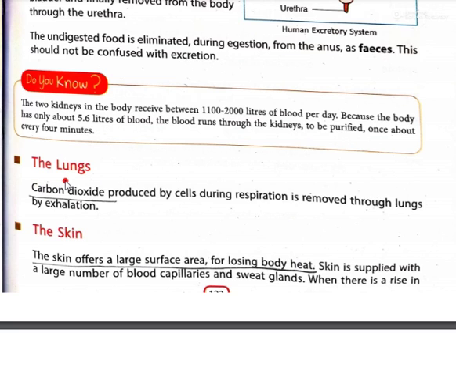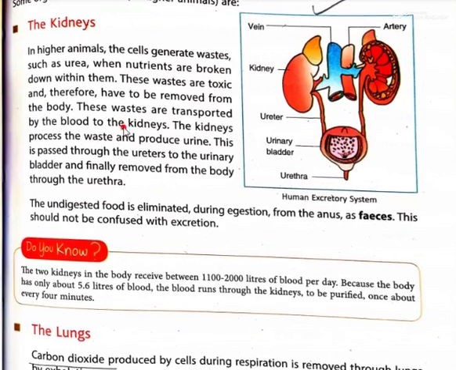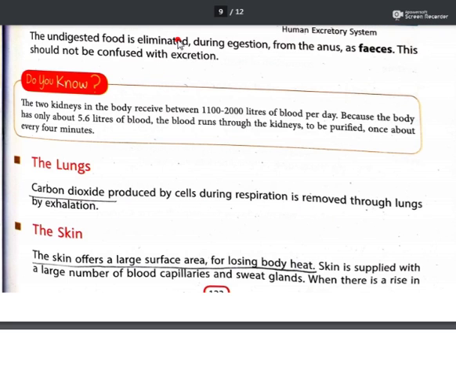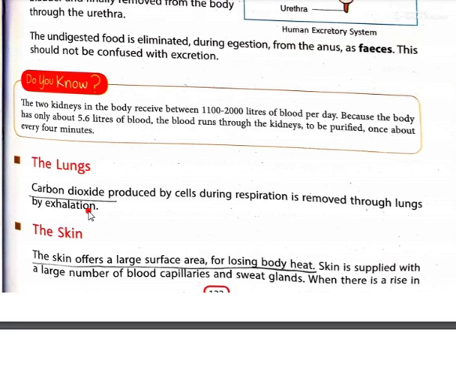The lungs are the second area where transportation of waste takes place. Carbon dioxide produced by cells during respiration is removed through the lungs. See, urea is removed through the kidney. Carbon dioxide is removed through the lungs during the exhalation process. In the respiration chapter, we already discussed inhalation and exhalation. In inhalation, we take oxygen in, and in exhalation, the air comes out of our body to outside. So CO2 comes out at that time.